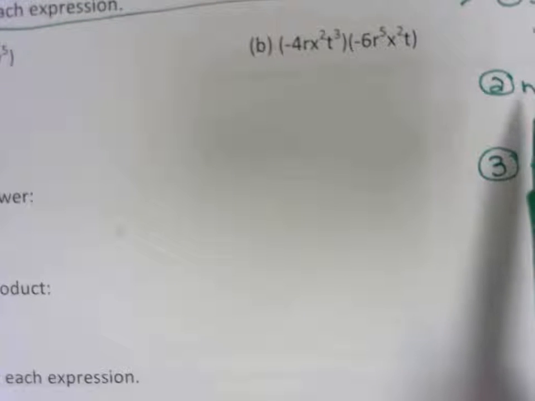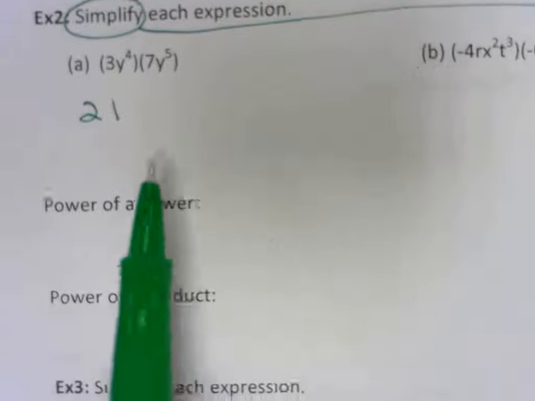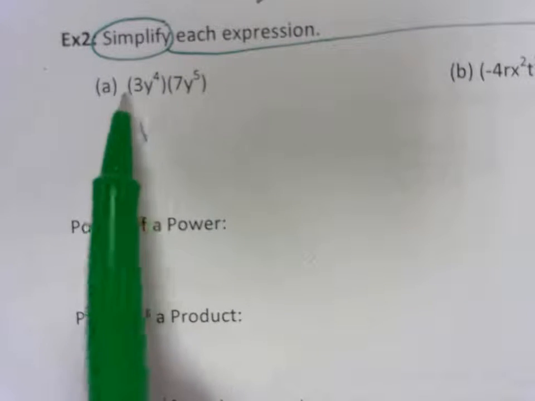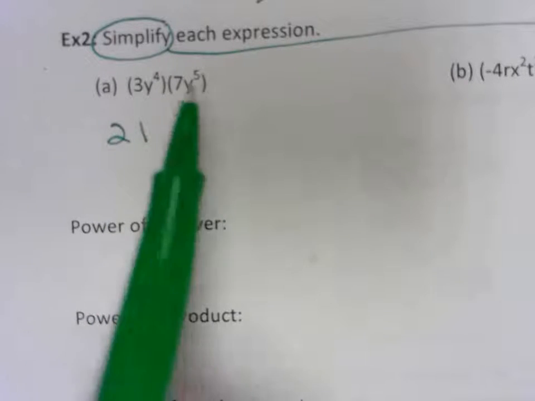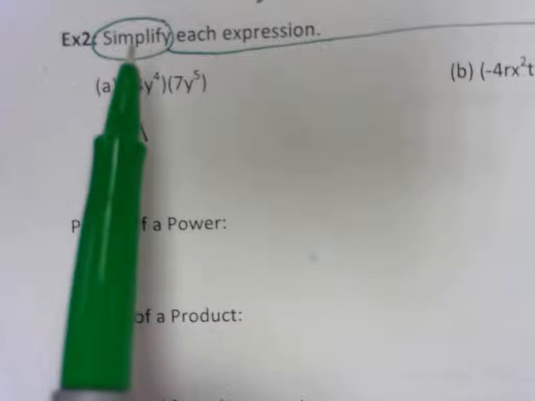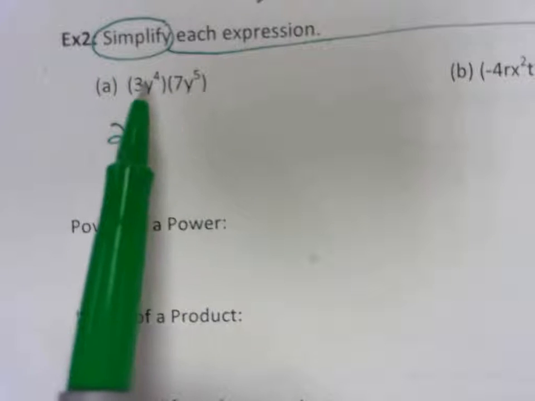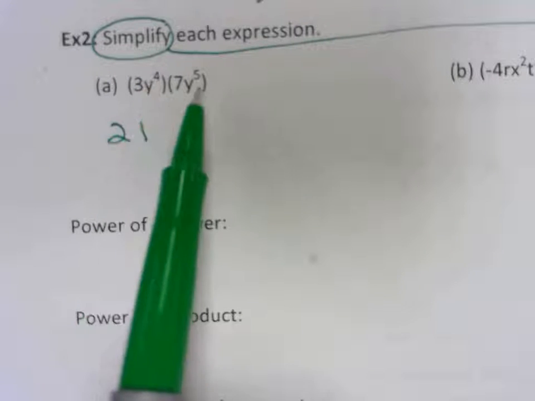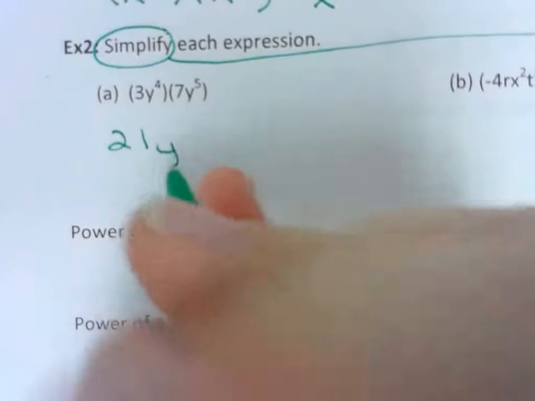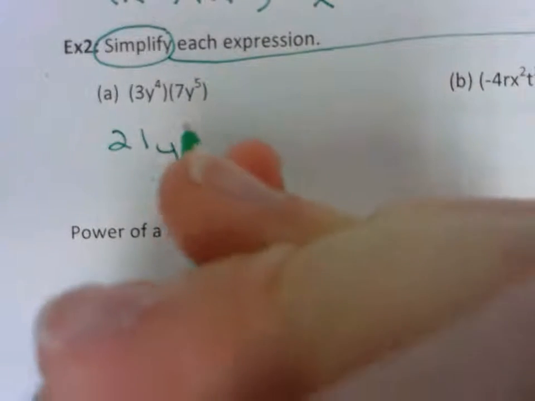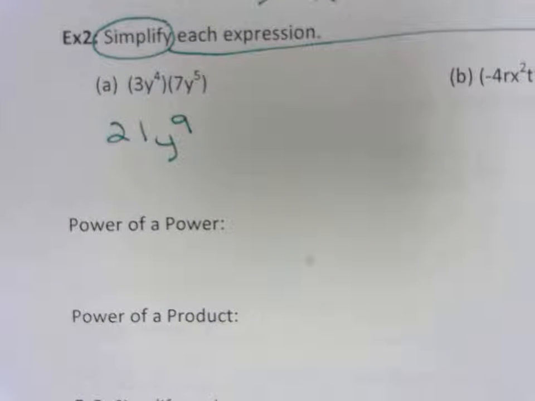The second step is I cannot have any repeating variables. So what variable do I have that shows up twice? Y. So I need to get it down to 1 y. If I am multiplying my y's, they have the same base of y. What do I do with my exponents? So that's going to be y to the 9th. Your whole numbers you multiply like normal. Your exponents both have a base of y, so you add them. So that's y to the 9th.